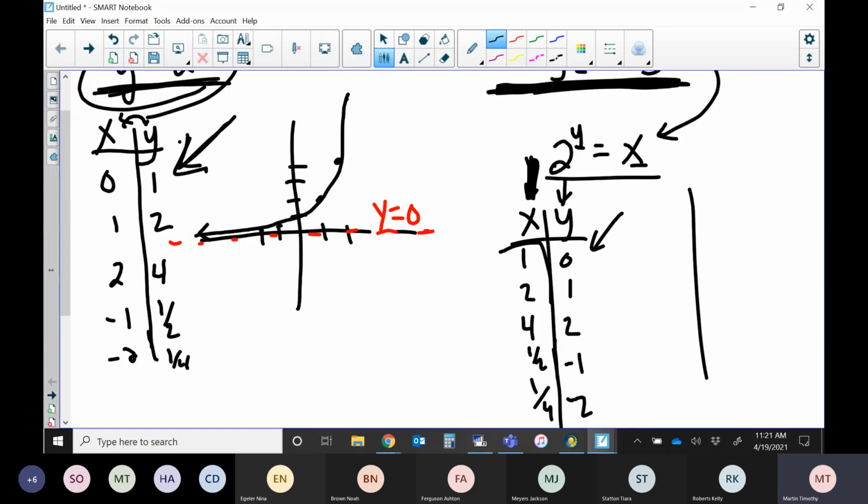And if I look at the graph, it's 1, 0, 2, 1, 4, 2, a half over, down 1, over a fourth, down 2, and it looks like this now.